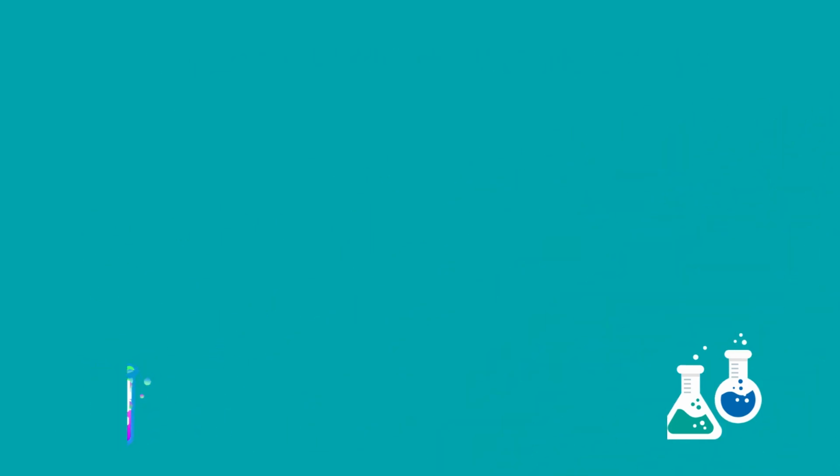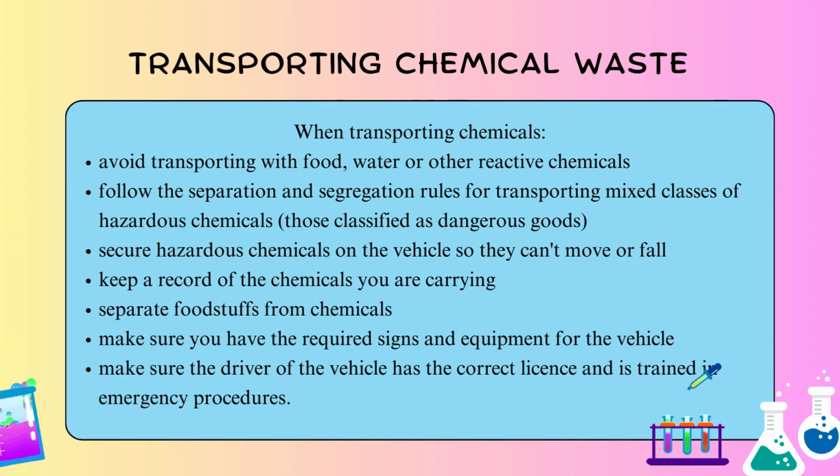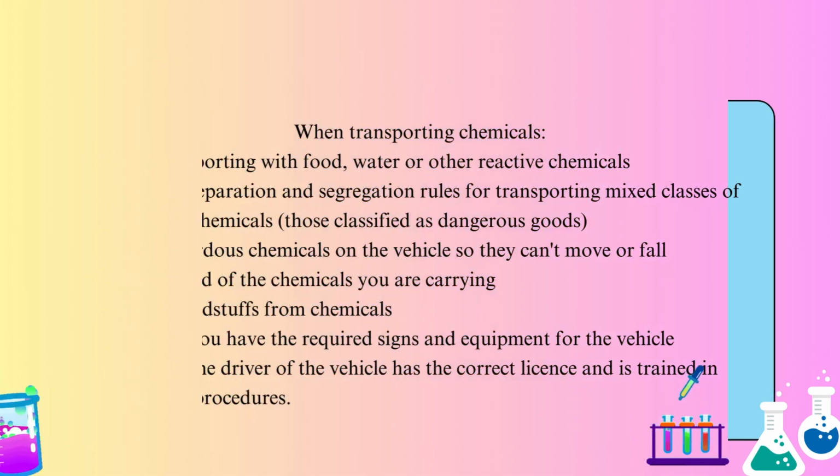When transporting chemicals, avoid transporting with food, water, or other reactive chemicals. Follow the separation and segregation rules for transporting mixed classes of hazardous chemicals, those classified as dangerous goods. Secure hazardous chemicals on the vehicle so they can't move or fall. Keep a record of the chemicals you are carrying. Separate foodstuffs from chemicals. Make sure you have the required signs and equipment for the vehicle. Make sure the driver of the vehicle has the correct license and is trained in emergency procedures.